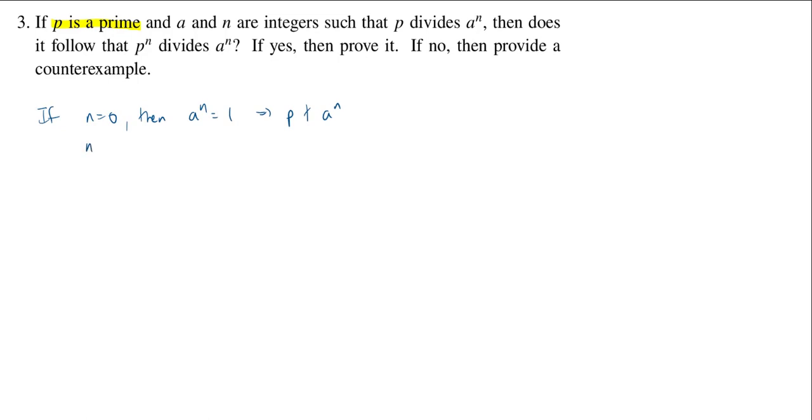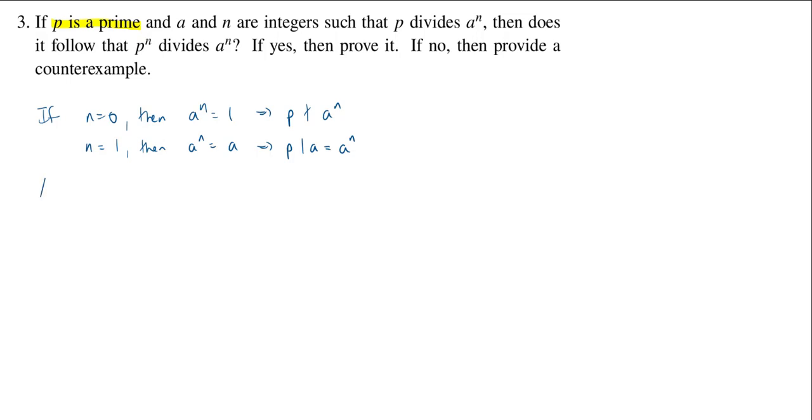And maybe we'll even check, what if n is equal to 1? Then a to the n is just equal to a, which implies that p divides a. If p divides a, and n is equal to 1, then of course a is equal to a to the n, and so p divides a to the n. So the result is definitely true when n is equal to 1.